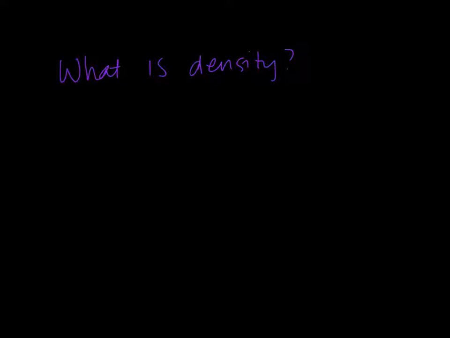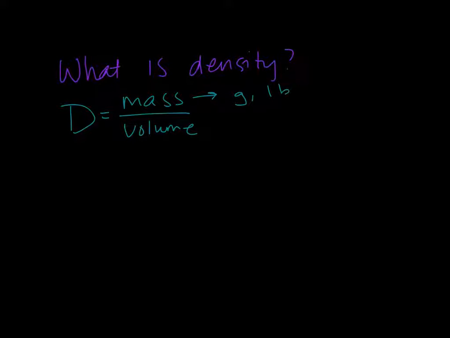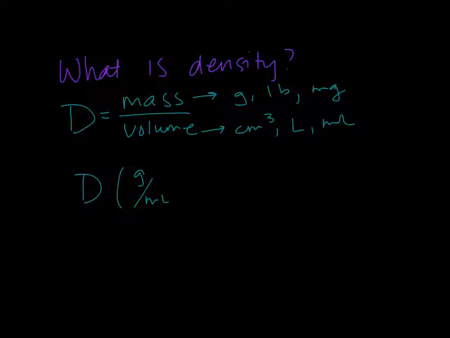Okay, so next we're going to talk about density, and I just want to remind everybody what density is. Density is the mass of a substance divided by the volume. And so units for mass are grams, pounds, milligrams sometimes, okay? And units for volume can be centimeters cubed, it can be liters, it can be milliliters. Any of those are volume measurements. And so commonly we'll see density with the units grams per milliliter, or grams per liter, or grams per centimeter cubed.